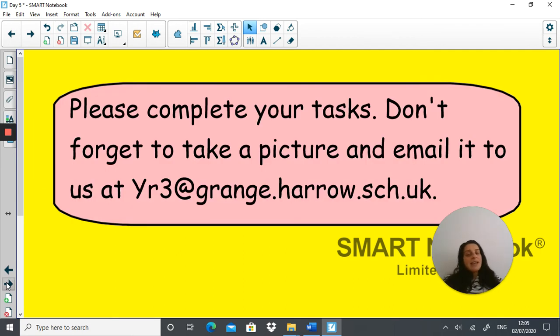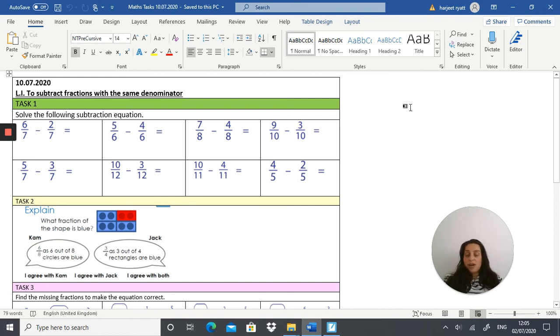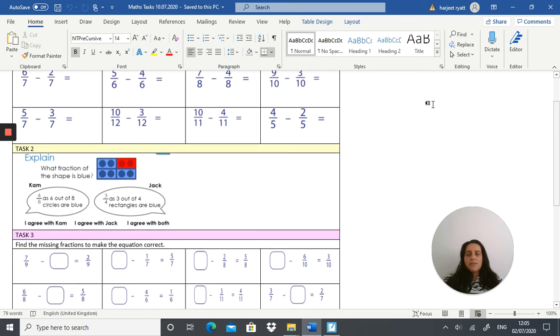Task time. It's time to complete your tasks. Please don't forget to take a picture of your work and email it to us at year3@grange.harrow.sch.uk. Your task can be found in the normal place, and you go into the Grange website and the online learning tab, year 3. This is the task you will find.